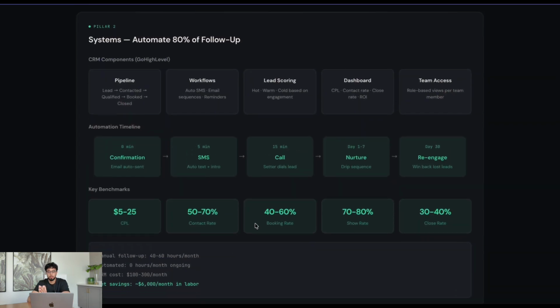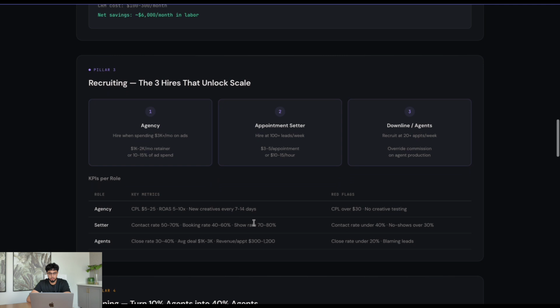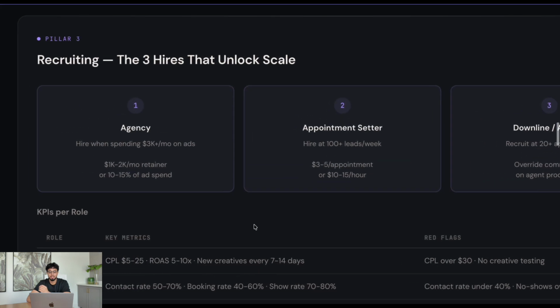Automate the whole follow-up process so you can deal with closing deals, scaling your team, and actually moving the business forward. You shouldn't be manually following up every single lead, every single contact. And then pillar 3, recruiting. The 3 hires that unlock scale.